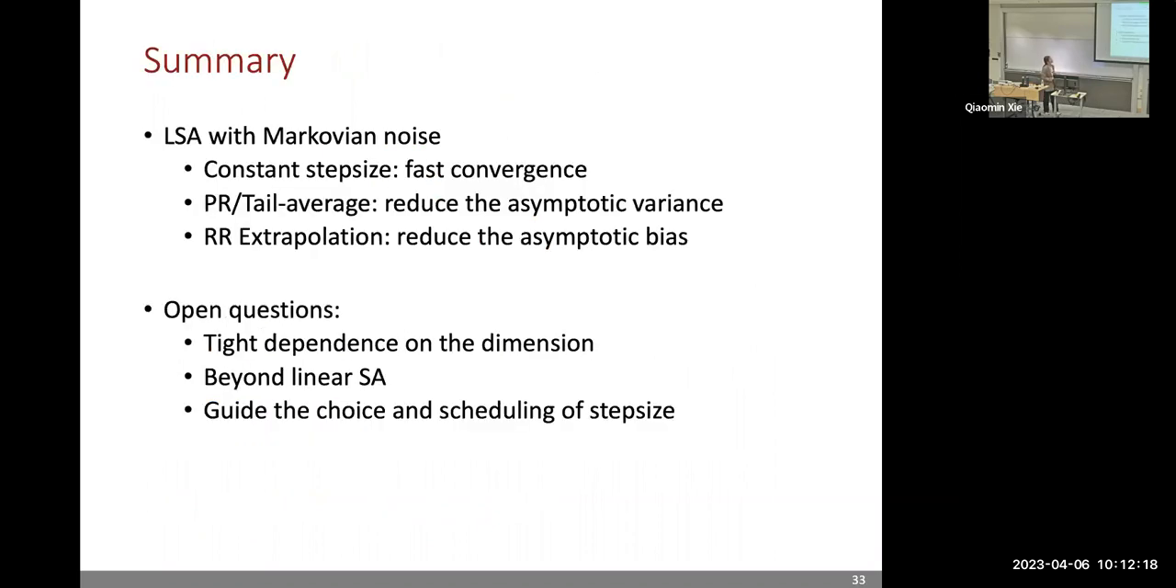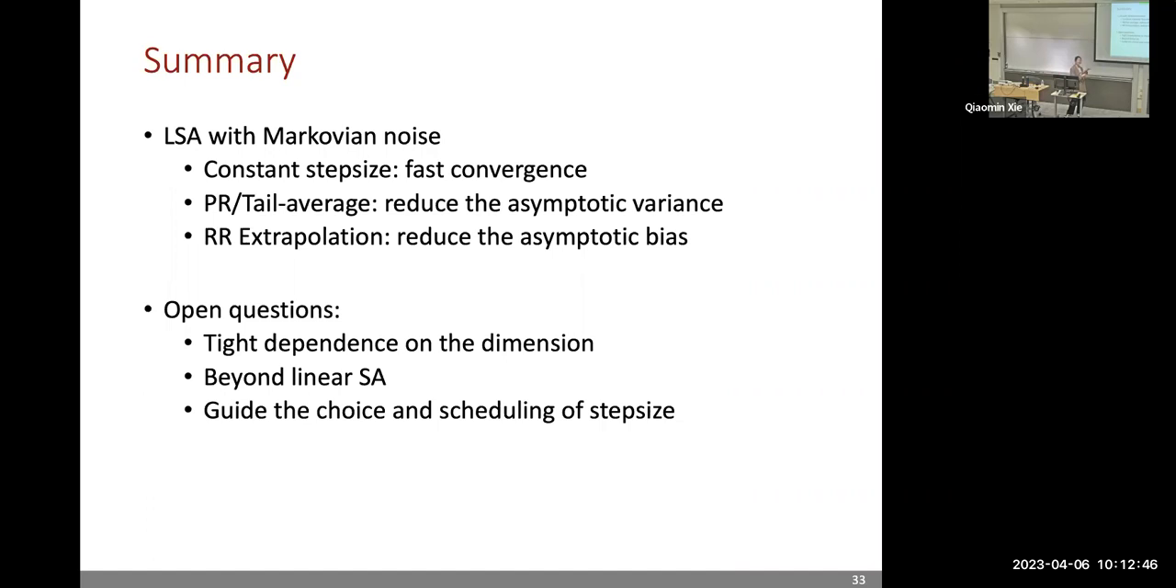So just a summary: these are the 3 techniques we discussed here. And there are some very interesting questions starting from here. So far, we've only been able to capture how the bias depends on the step size and the mixing time of the Markov chain. But we didn't say anything about the dependence on the dimension of the problem yet. So it's an interesting problem to think about how the bias depends on the dimension of the problem.